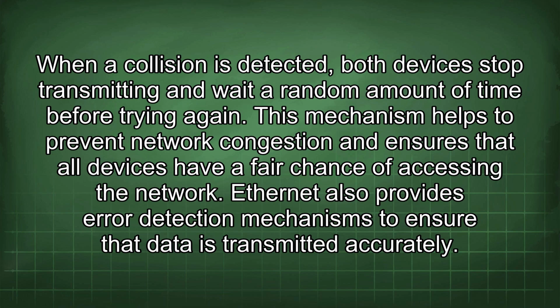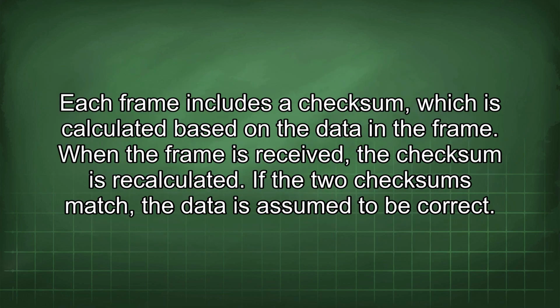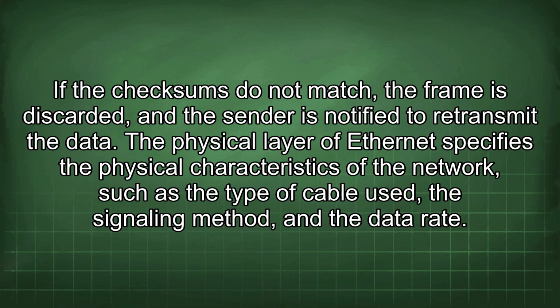Ethernet also provides error detection mechanisms to ensure that data is transmitted accurately. Each frame includes a checksum, which is calculated based on the data in the frame. When the frame is received, the checksum is recalculated. If the two checksums match, the data is assumed to be correct. If the checksums do not match, the frame is discarded and the sender is notified to retransmit the data.